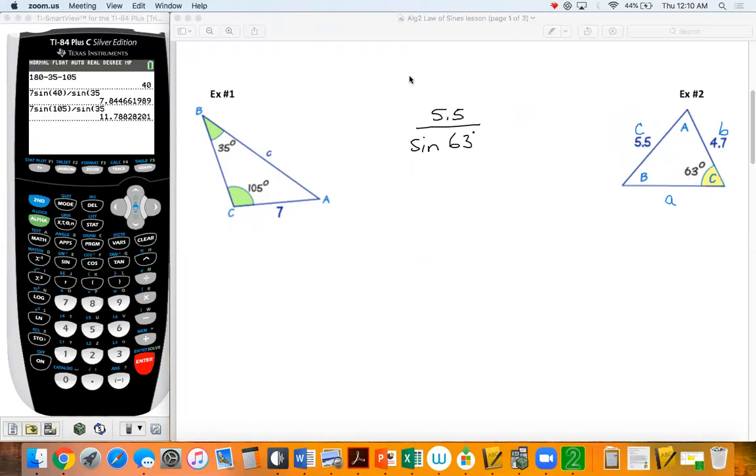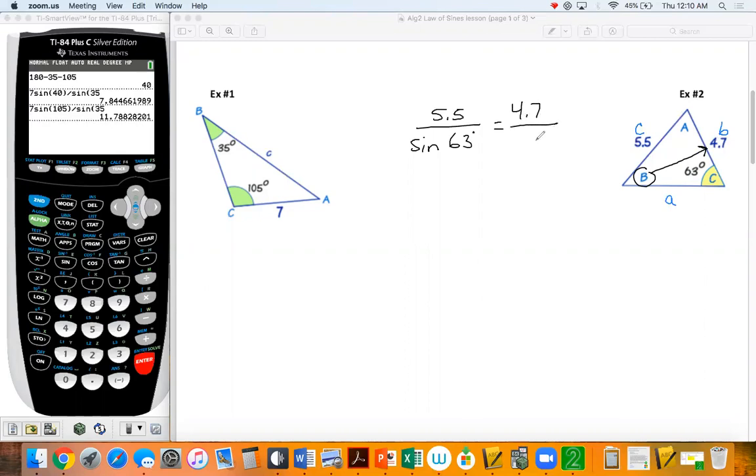Now, we can set that equal to something to find a missing quantity now. So how about we attack angle B? Angle B is opposite side B. So side B is 4.7.